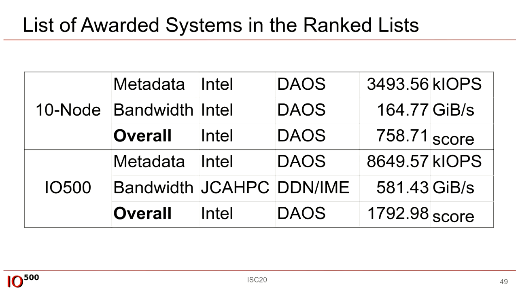So here's a summary overall of what we have for the different pieces. As we can see and heard, we saw that Intel really dominated the list here. I'm sure the Optane chips have done a tremendous job, as well as the software stack. But the DDN IME system in Japan has certainly done a good job on the bandwidth front. So we're very curious to see how things are going to evolve over the next 6 months for our SC list in November.